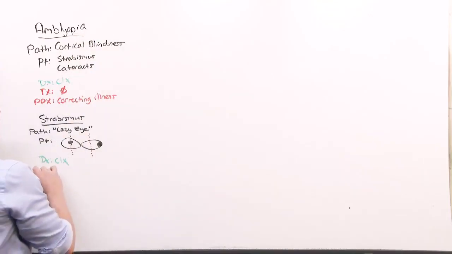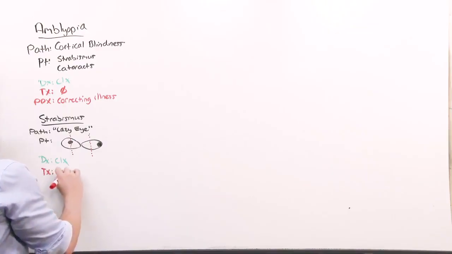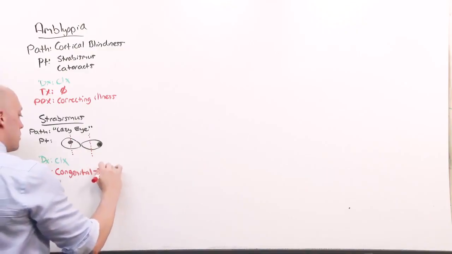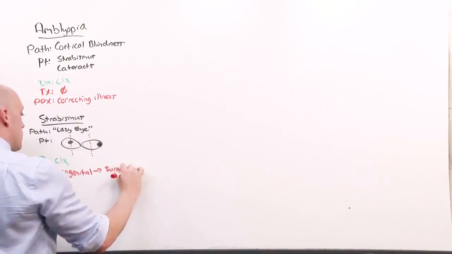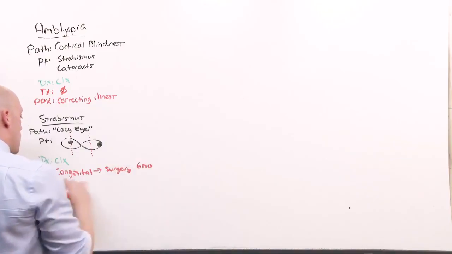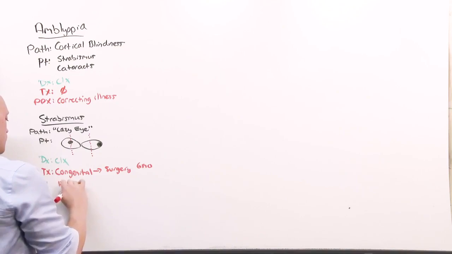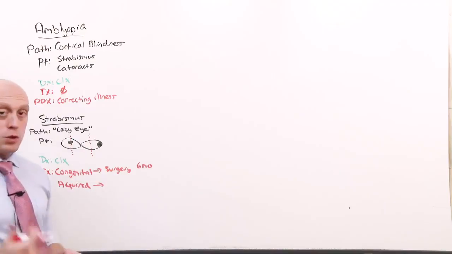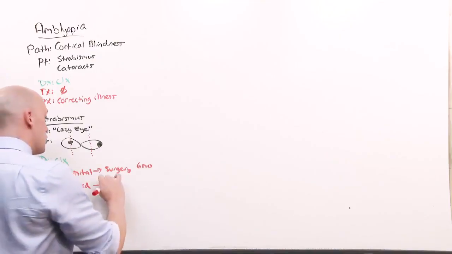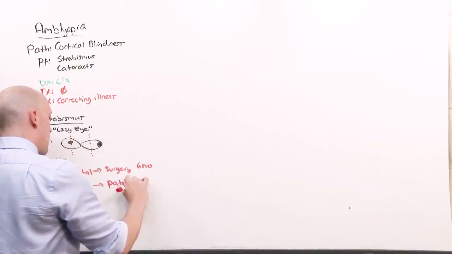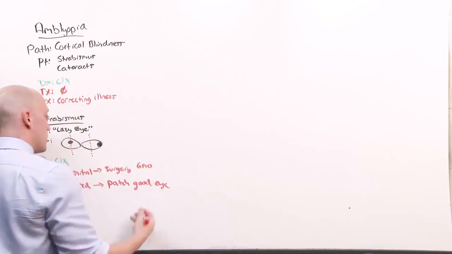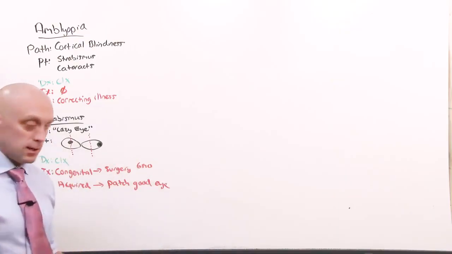So how do you treat it? Congenital disease is generally fixed with surgery, and it needs to be fixed by 6 months. Acquired disease, you have a little bit more time to stay and play. And what you can do here is you can patch the good eye, let the bad eye catch up, or if this is a refractory problem, just get the kid glasses.